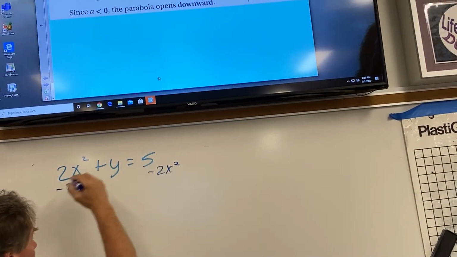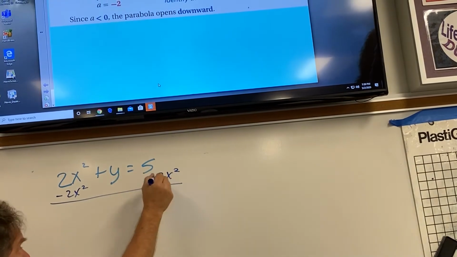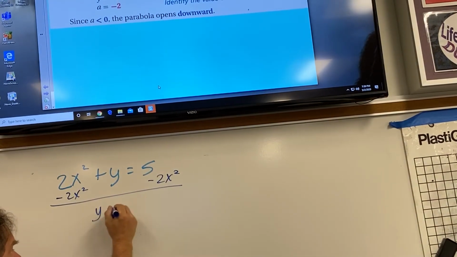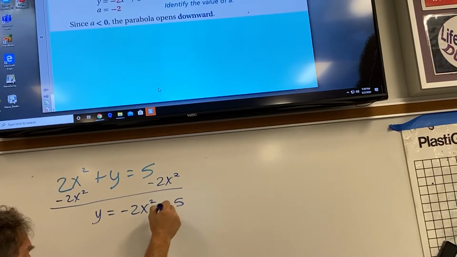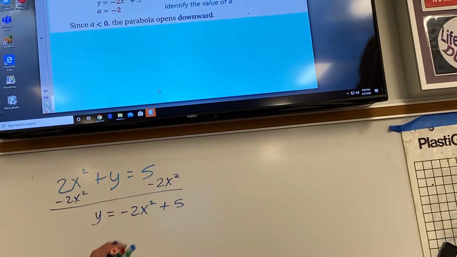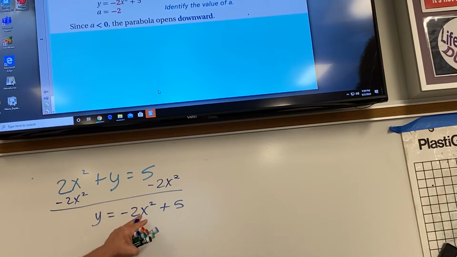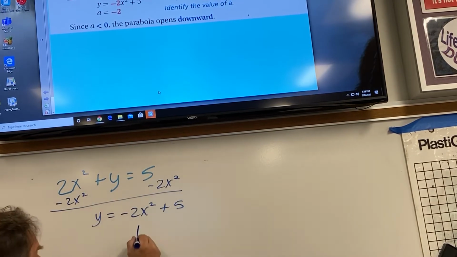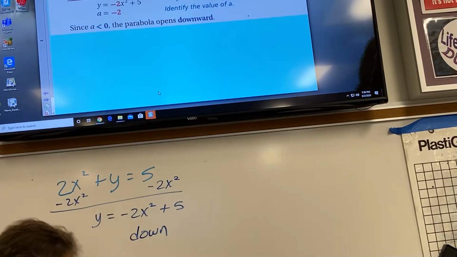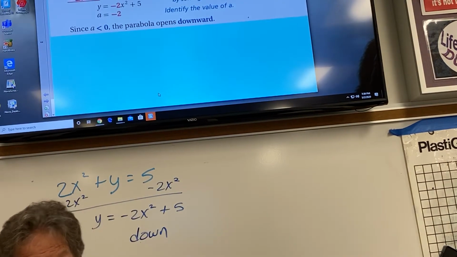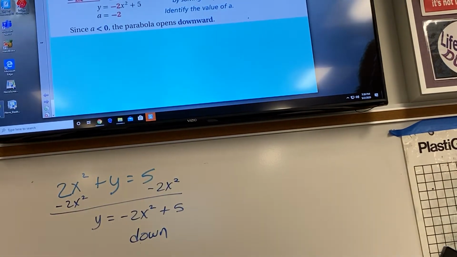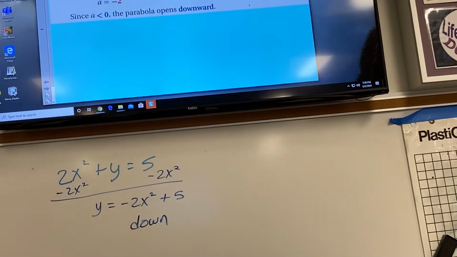You always want the y to be positive. This guy may be positive or negative. Y equals negative 2x squared plus 5. It doesn't matter that it doesn't have an x term. Notice the number in front of the x squared is negative, so this thing opens down. It really is that easy, and that's what it says in your book, and that's what it says on that screen up there, basically what I just told you. Okay?